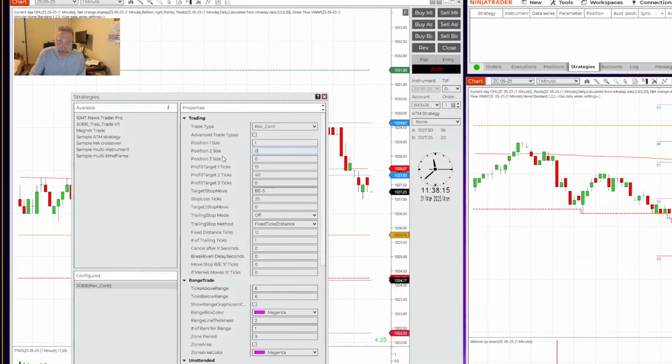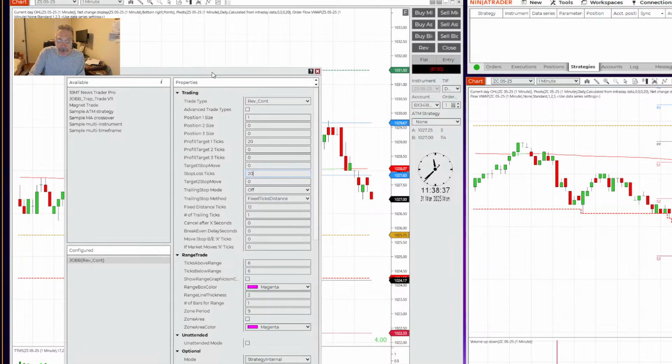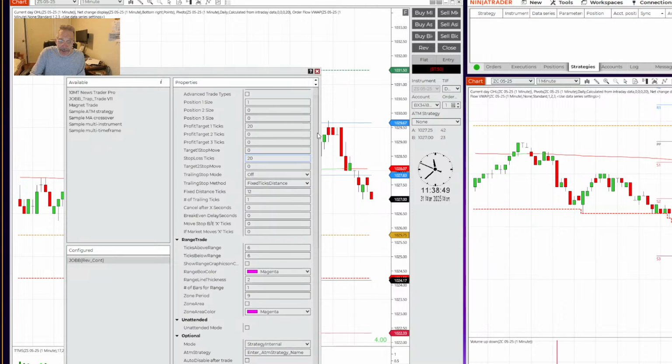Position one is a one, and I'm going to be looking for a target of 20 ticks, and I'll use a stop of 20 ticks. Okay? Target one, stop move. Stop. I'm going to use a 20 tick stop. So, reverse continuation after the news possibly. Position size 1 is a 1. Target 1 is 20. Stop is 20. Stop loss ticks. Then I'm going to scroll down.